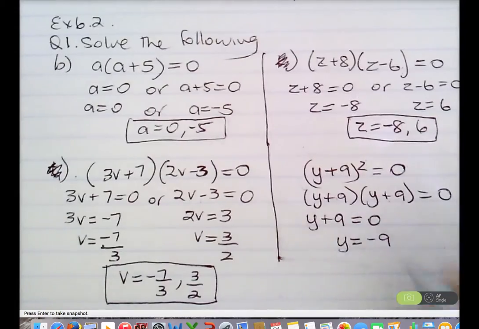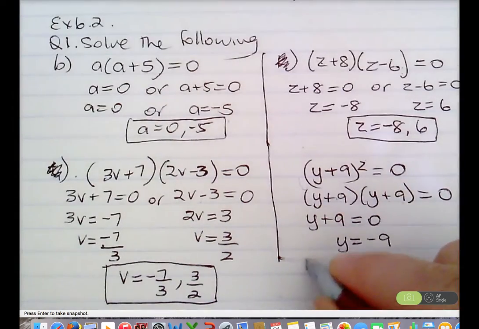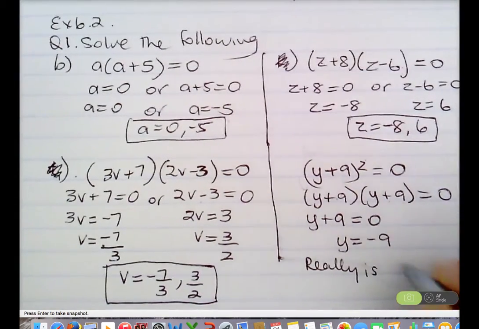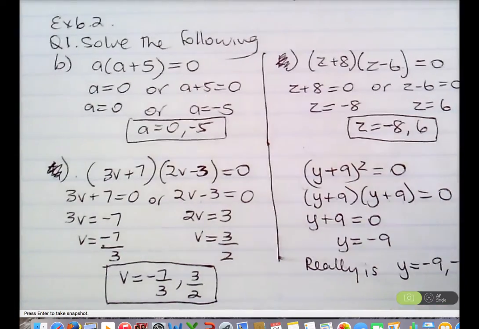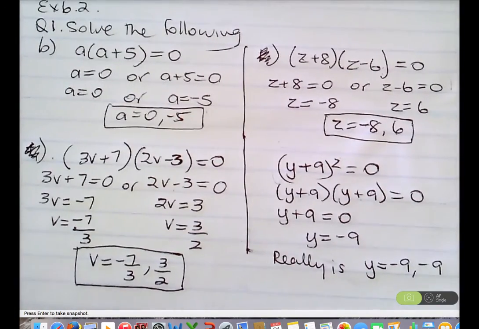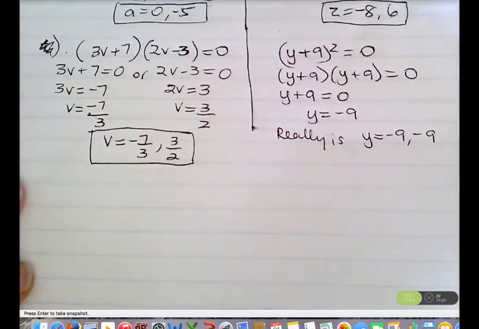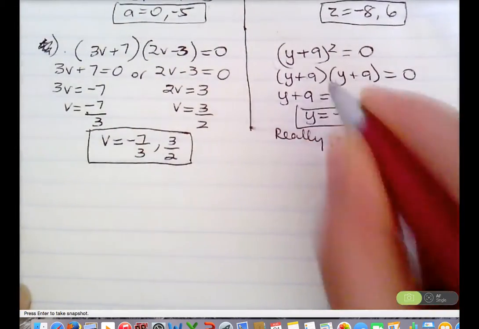And you know what? There are two answers. It's negative 9 twice, but you don't have to write it twice. So it really is y equals negative 9 or negative 9, showing that it's a quadratic and you would get two answers, but you don't have to write the same answer twice, okay? Just showing you that it does have two answers, but you only need to write it once in this case.